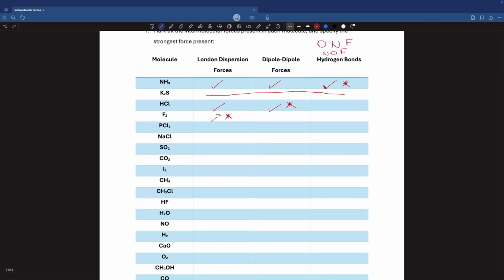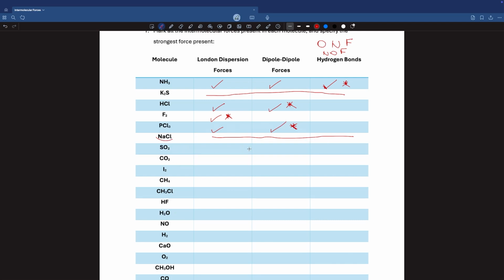PCl3, it is a covalent molecule, so by default definitely has London dispersion forces. It is also polar, which means it does have dipole-dipole forces, but it does not have hydrogen at all, so definitely does not have hydrogen bonding, and dipole-dipole forces end up being our strongest force. NaCl, interestingly enough, is an ionic bond, right? It's an ionic molecule, so it does not have any intermolecular forces at all, like K2S previously.